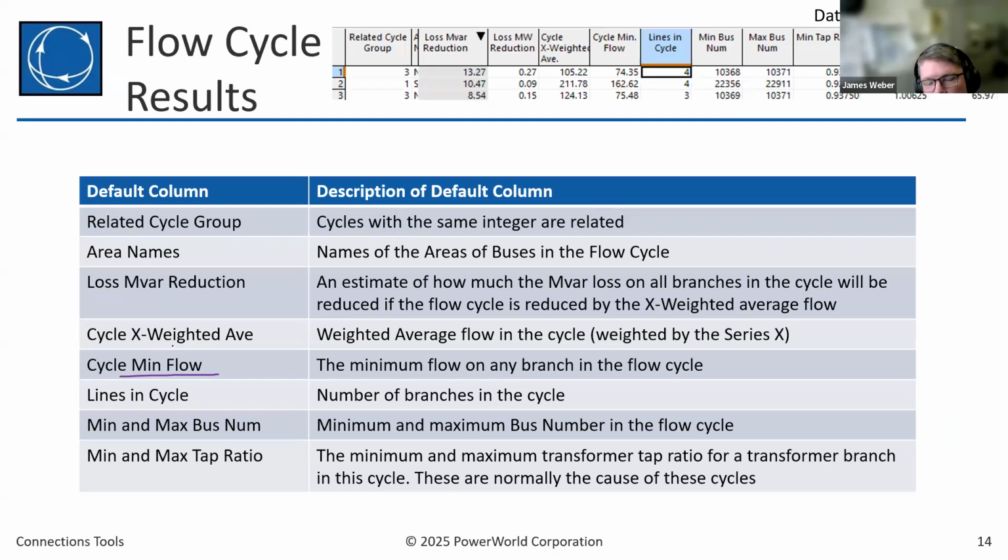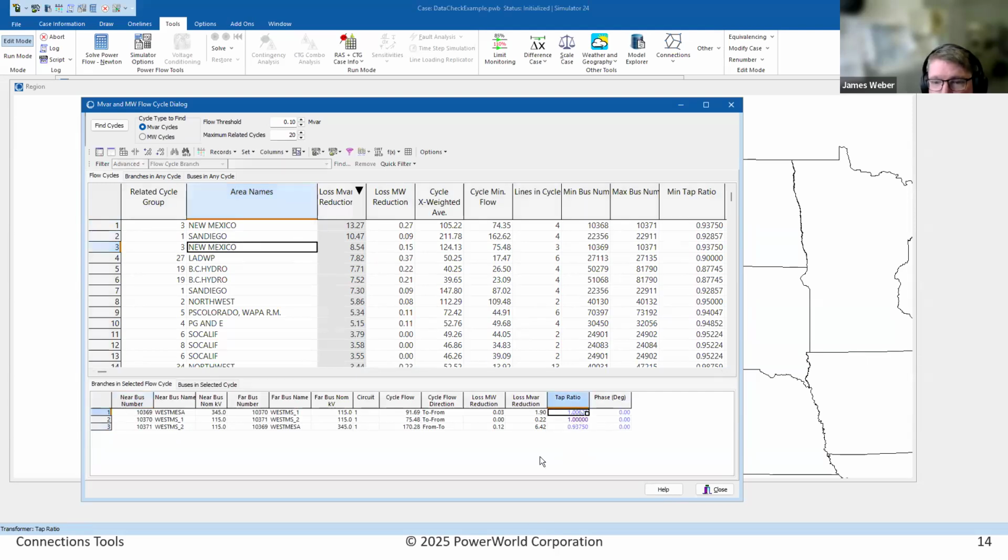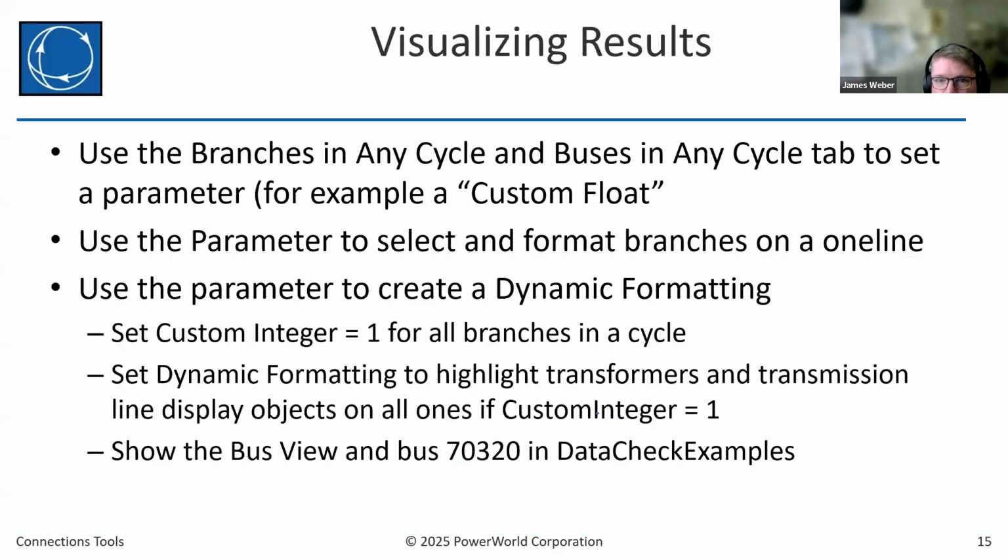And then there's an X weighted option, so the extra var flows on branches that have a high series X are going to create more I squared X megavar losses. So they're more important. So maybe X weight the cycle flows by the number of cycles. And then the most useful field is it'll show you what the min and max tap ratio is in that cycle. And usually you'll find there are at least 2 transformers that have tap ratios and they're possibly miscoordinated.